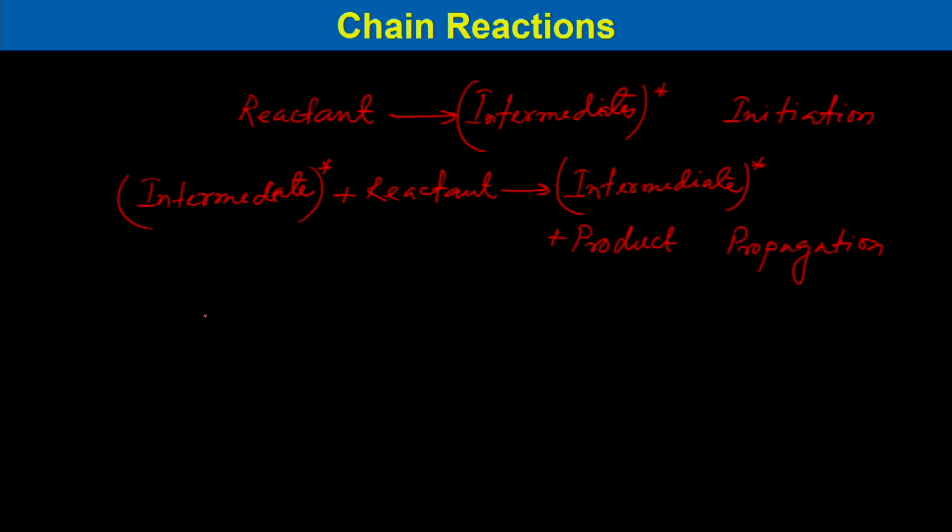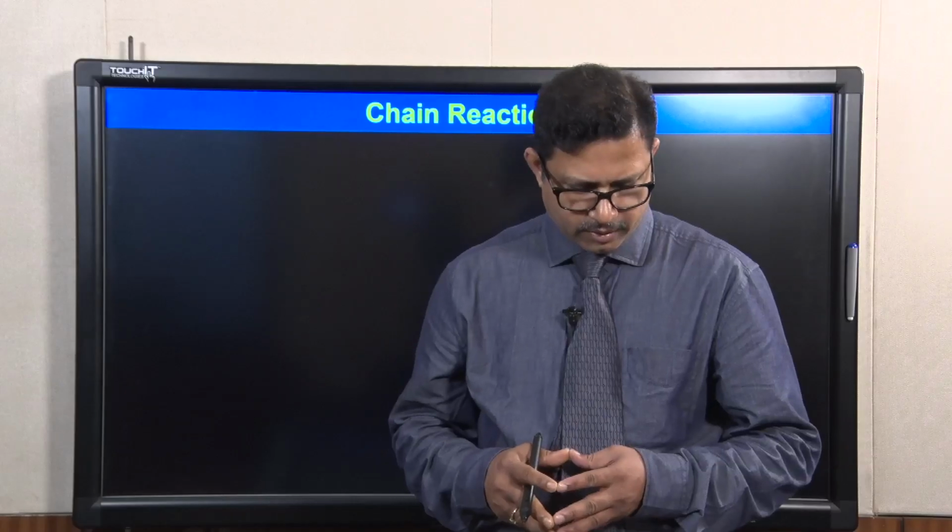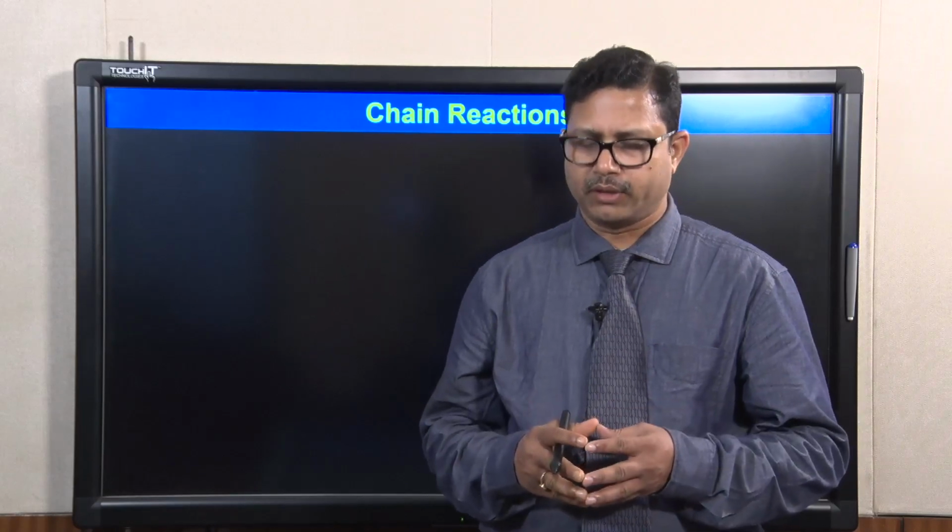And the third step is intermediate forming products, and this step is known as termination. Most of these chain reactions go via a free radical mechanism. Let us consider the reaction mechanism for the reaction of bromine with hydrogen forming hydrogen bromide.